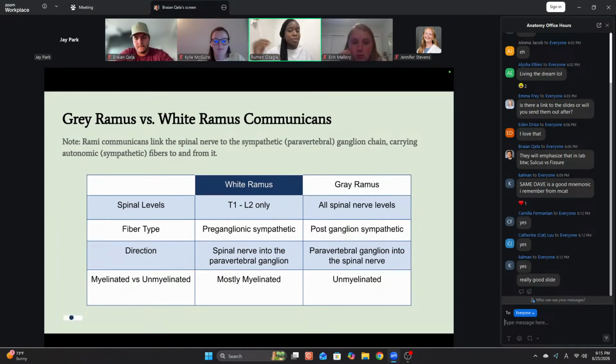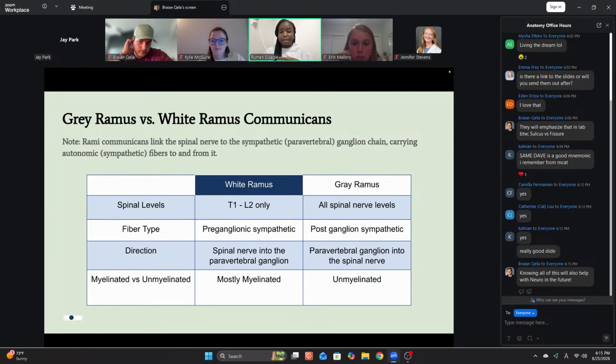So when you hear the word communicans, for me, I think of communication. So you know that there's going to be some talking, some chitter chatter happening here, right? So the rami communicans link the spinal nerve to the sympathetic, aka the paravertebral ganglion chain, carrying autonomic fibers to and from it. And by autonomic in this situation, I'm talking about only sympathetics, okay? So the white ramus, please know this for the rest of your life, is only from T1 to L2, okay?